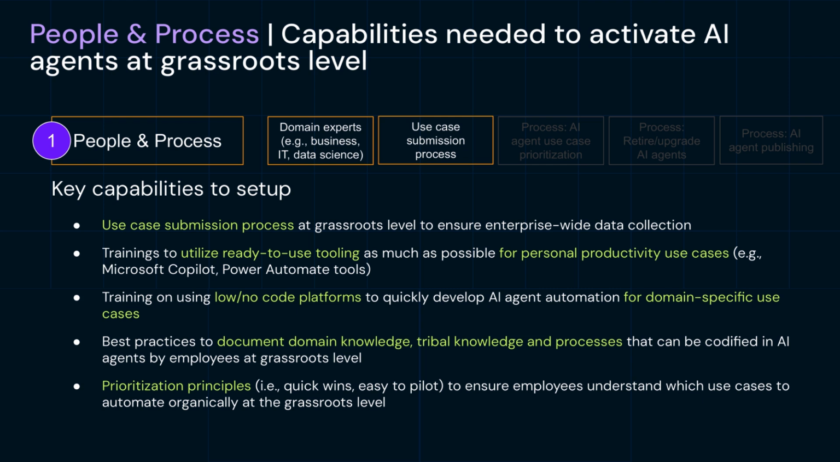Let's talk in a little detail about the people and process related capabilities that are needed to activate AI agents at a grassroots level. So, you need to have a very clearly defined use case submission process to ensure enterprise wide data collection. As you enable AI use cases and AI agents at the grassroots level, you will see thousands and thousands of AI agent model deployments. There has to be a structured way to collect use cases, group them into the right archetypes so that once we get to the next stage, we are able to normalize these agents over time.